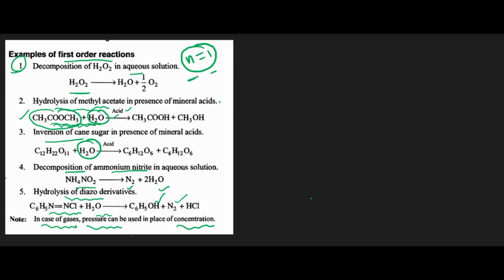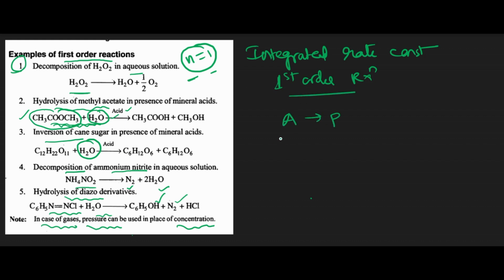Now let's see the integrated rate constant for a first order reaction. As in the same story every time, the initial concentration of the reactant is taken as a mole per liter, and initially there is no product. After some time, x mole per liter of product is obtained, and the remaining concentration of A will be a minus x mole per liter.